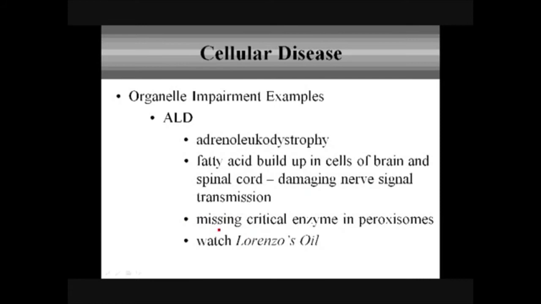Another one, ALD, adrenoleukodystrophy. This is also going to be fat buildup, or in this case fatty acid buildup in the brain and spinal cord. Since that fat builds up, the nerve cells can't conduct their signal properly, and it gets slowed and impaired, and therefore the messages are not traveling properly.